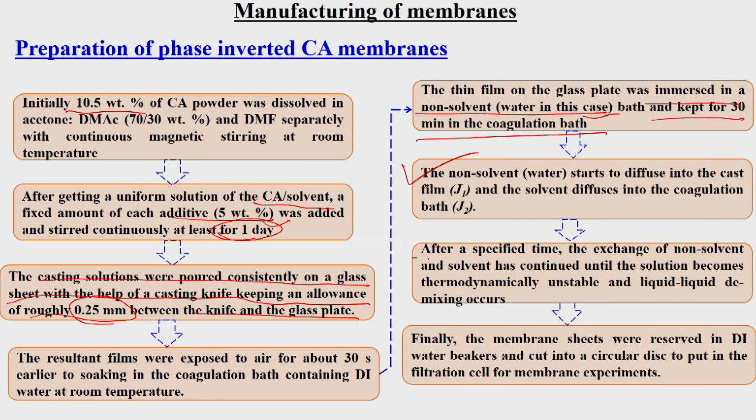After the specified time, the exchange of the non-solvent and the solvent continues until the solution becomes thermodynamically unstable and liquid demixing occurs. Finally, the membrane sheets were preserved in deionized water beakers and cut into circular discs, or whatever the desired shape, to put in the filtration cell for membrane experiments, but sometimes heat treatment is also done.